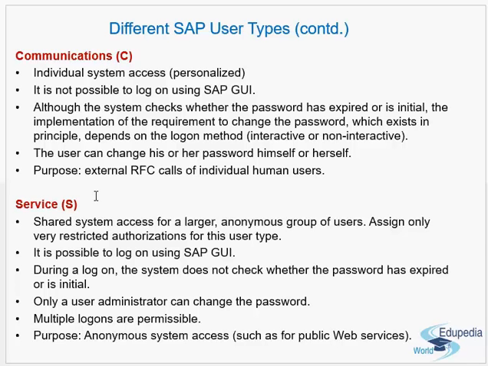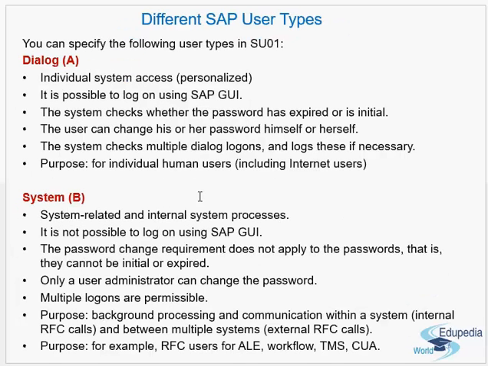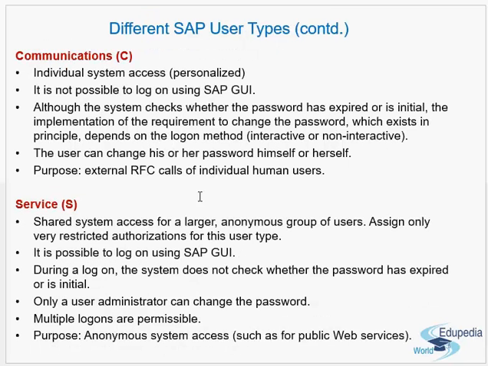And here the password depends on whether the logon method is interactive or non-interactive. So depending upon that, the password of this user can be changed. So the user can change the password himself or herself, and this is used for external RFC calls of individual human users. So here also the system checks if the password is initial or expired, which don't apply to the system user IDs. It's similar to dialog type, but it depends on the logon method.